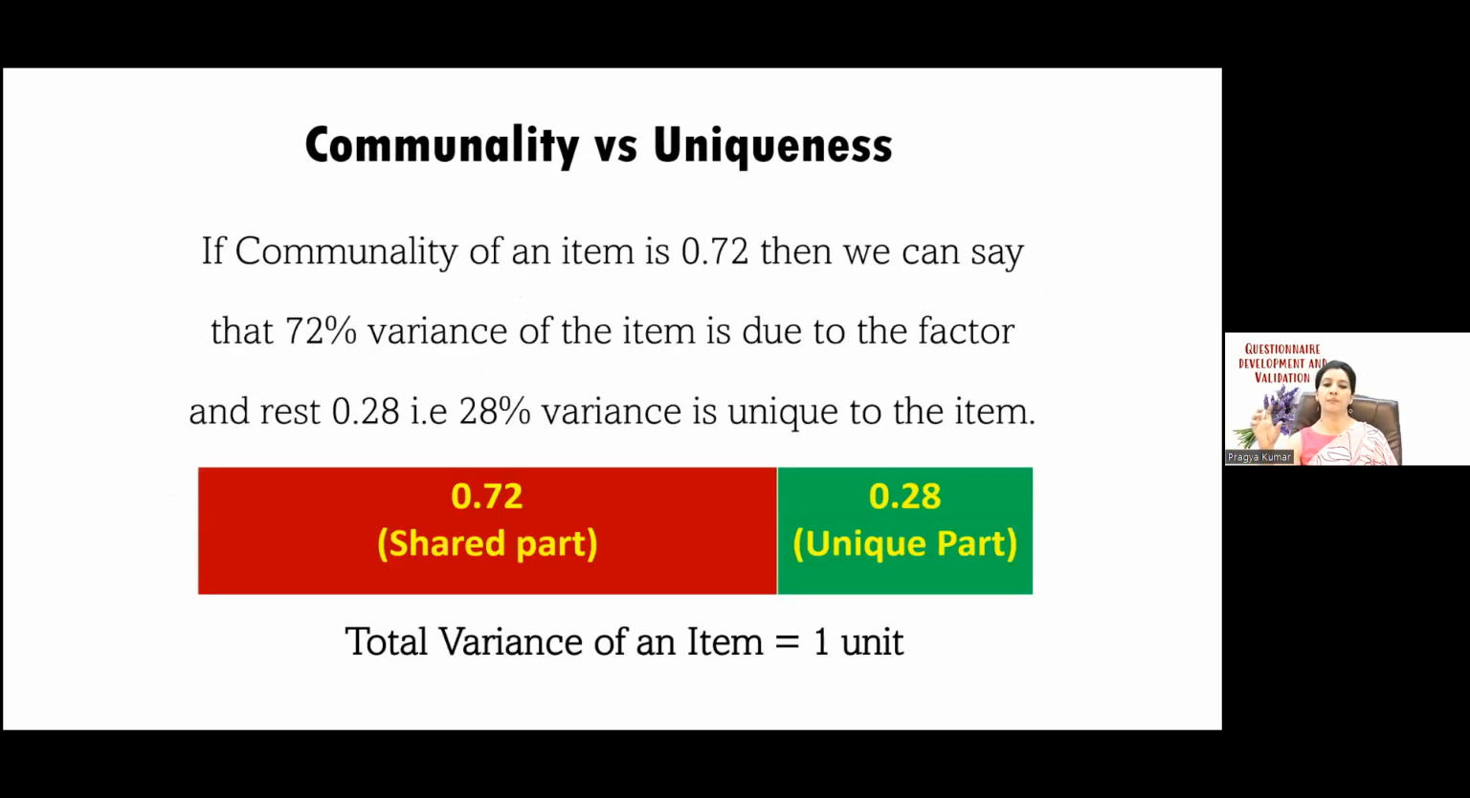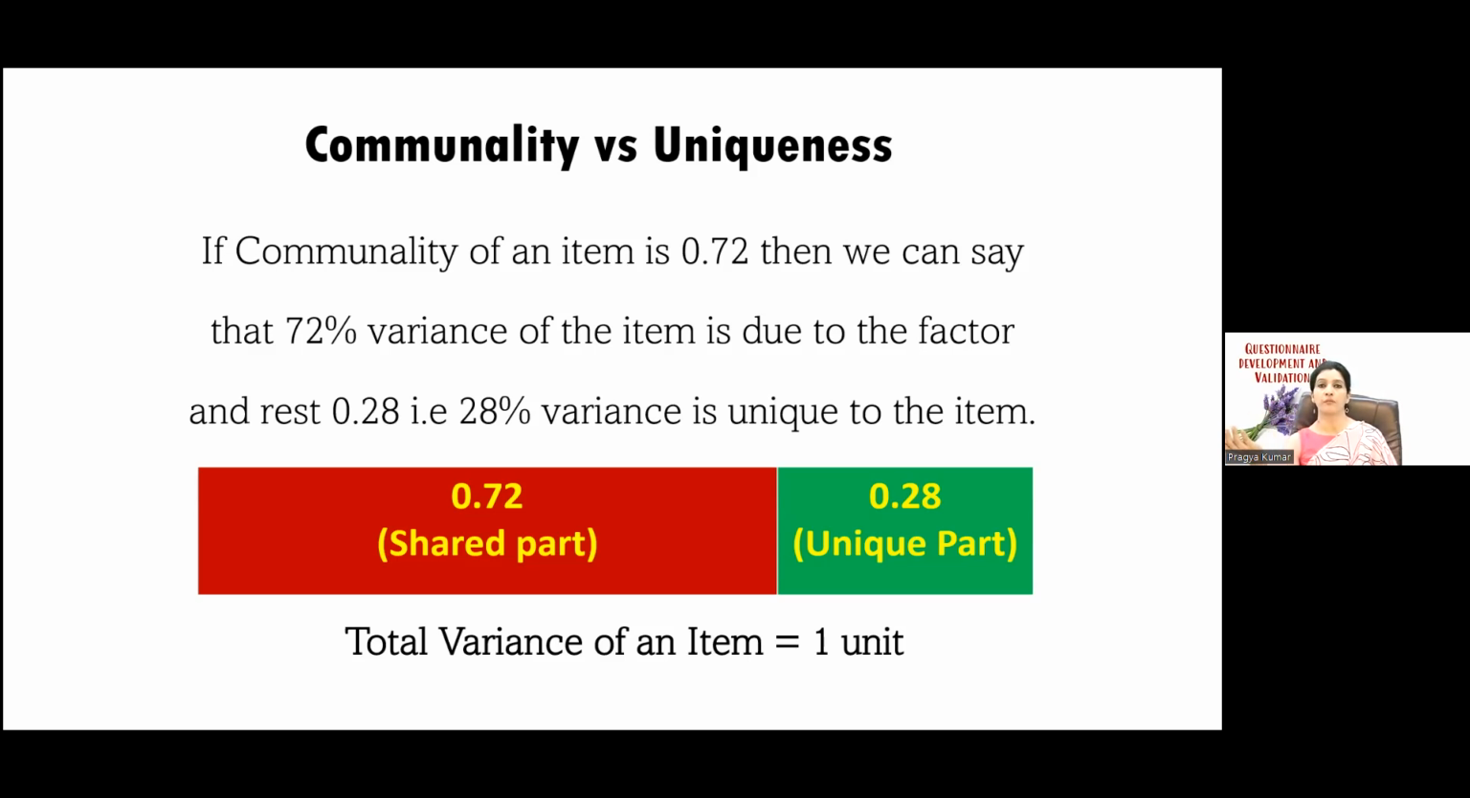So if the communality of an item is 0.72, then we can say that 72% of the variance in this item is due to the particular factor, and the rest 28% variance is unique to the item. So the shared part, or the common variance, is 0.72. That's why we call it communality. So shared variance will be communality and unique variance will be the uniqueness. Unique variance which is not explained by the factor is known as the uniqueness.